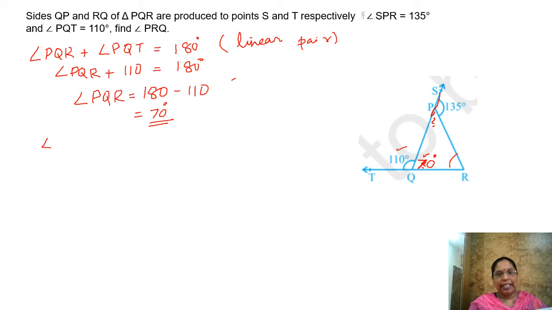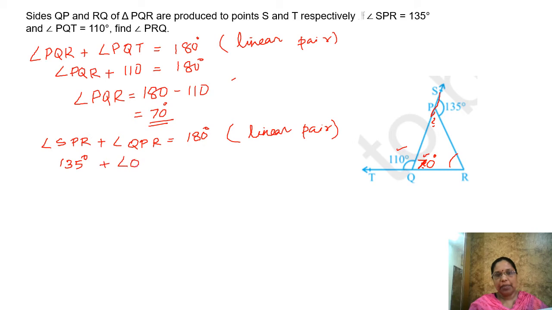Angle SPR plus angle QPR is equal to how much? 180 degree. Why? Again it is linear pair. It is on a straight line. So it is again linear pair. What is angle SPR? It is given in the question. SPR is 135 plus angle QPR is equal to 180.